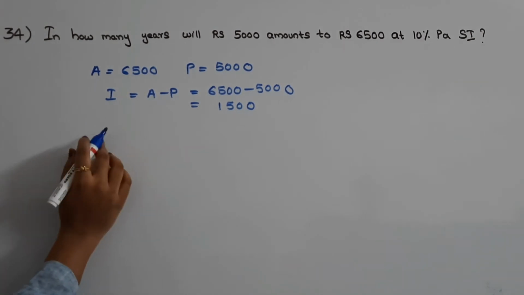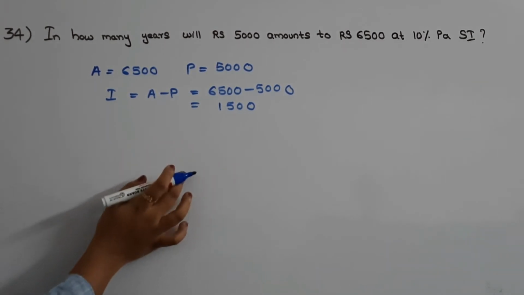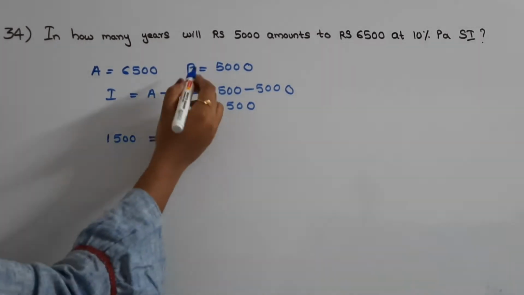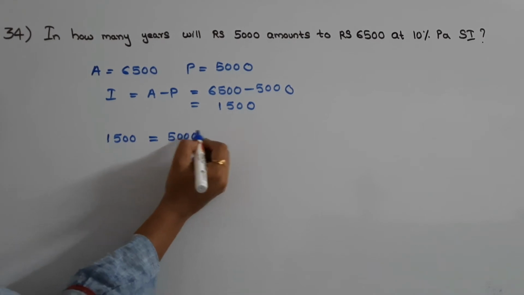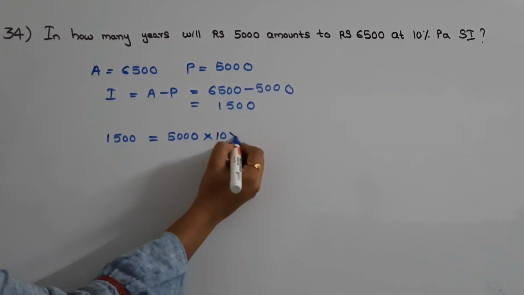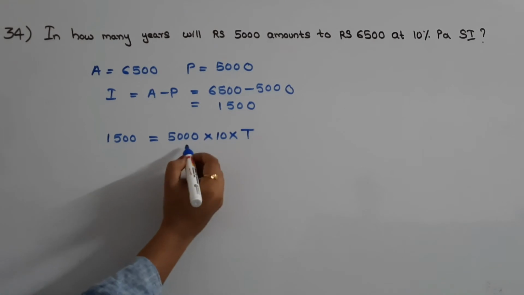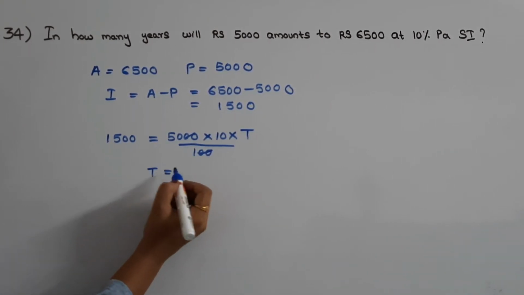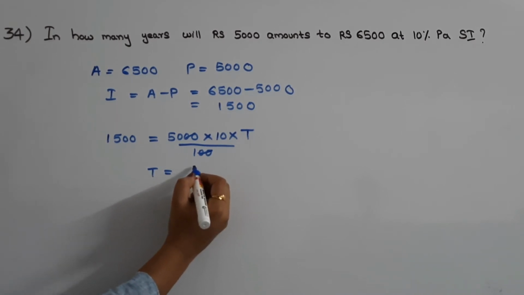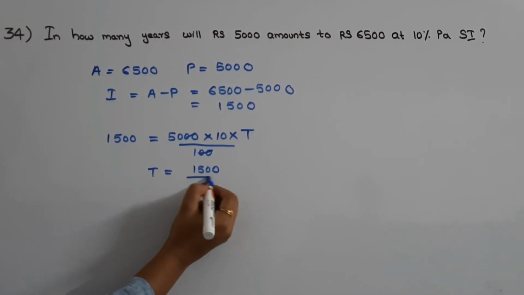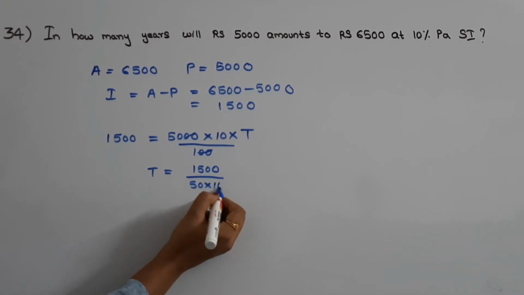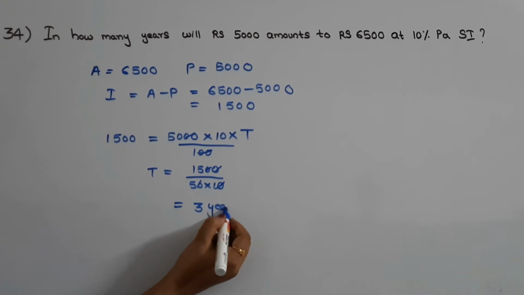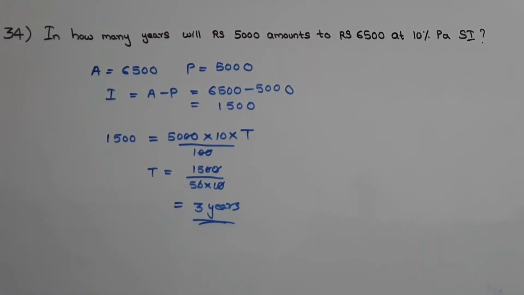Now, we know that interest is equal to P into R into T by 100. So, 1500 is equal to principal 5000 into R is 10 into T, which we need to find out, by 100. So, from this T is equal to 1500 by 50 into 10. So, that will be equal to 3 years. So, the answer is 3 years.